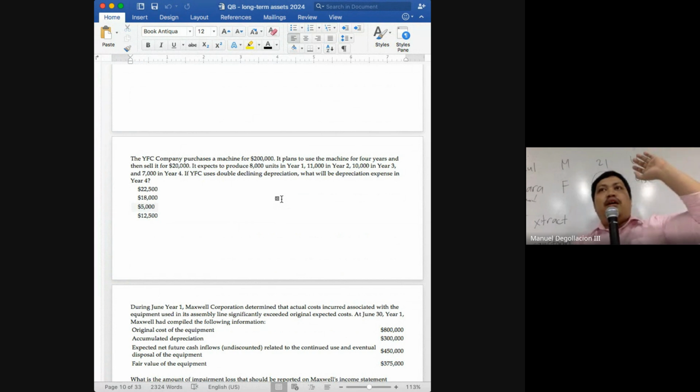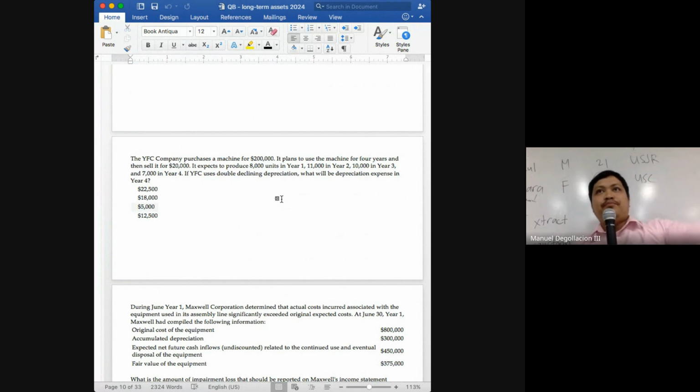How much will be the depreciation expense in year three? It would be 25,000. How did we get 25,000? By multiplying 50% by 50,000. What 50,000 are we talking about? Are we talking about the 50,000 depreciation expense in year two? No, we're talking about the remaining 50,000, the remaining balance of 50,000. Are you able to follow?